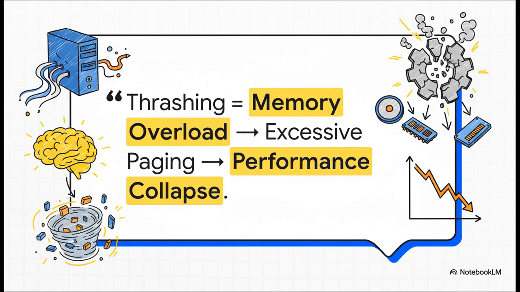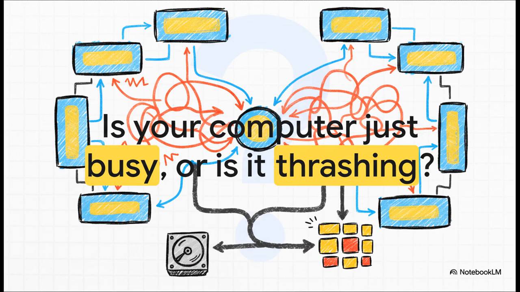So, if you remember just one thing, let it be this simple formula. Thrashing is a chain reaction. Memory overload leads to excessive paging, which causes a total performance collapse. That's it. So the next time your machine gets painfully slow, when you see that little disk light going absolutely bananas, you'll know exactly what to ask yourself. Is it just busy working on a big task, or has it fallen over that cliff into a thrashing spiral? Now you'll know how to tell the difference.